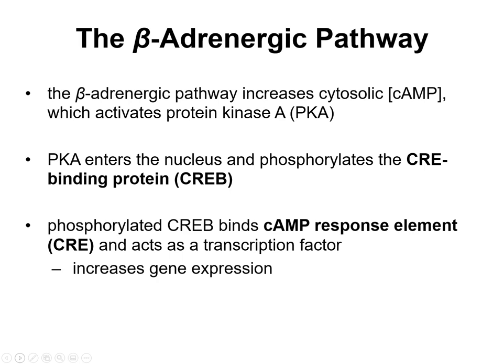Phosphorylated CREB binds to cyclic AMP response elements and acts as a transcription factor. So this is going to increase gene expression of all of the genes that have a corresponding CRE. This is just one example of how signaling from the outside can tell the cell to amp up gene expression on the inside.